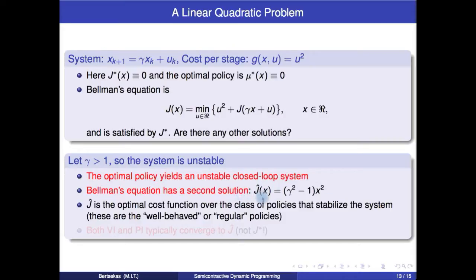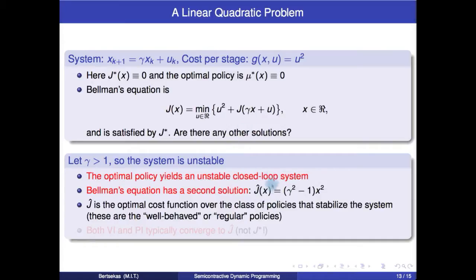Through analysis, it is possible to verify that this J hat has an interesting interpretation. It is the optimal cost function of a restricted problem, where the policies are restricted to stabilize the system. Well, these stabilizing policies may be viewed as well-behaved or regular policies, and J hat is the optimal cost over the well-behaved policies. It's the J hat that we mentioned earlier in this lecture. So J hat is not the same as J star.